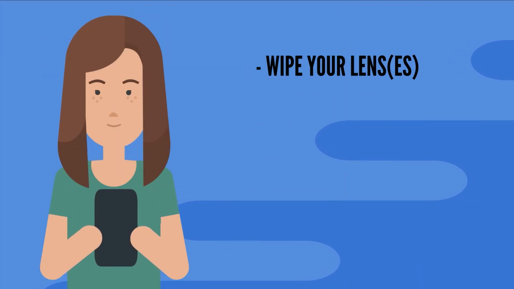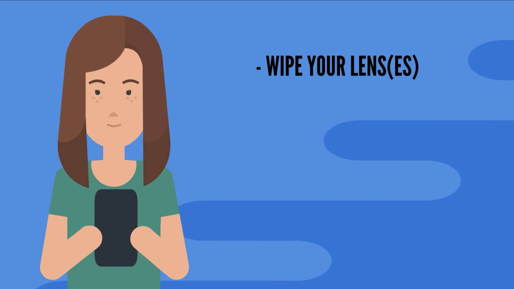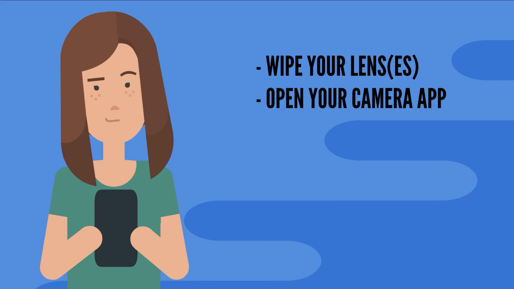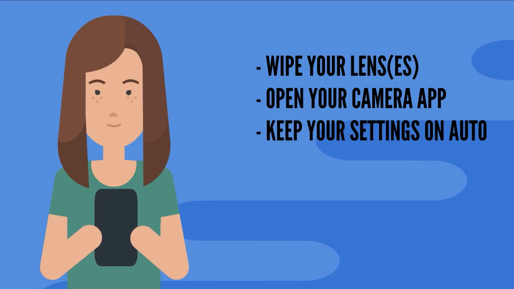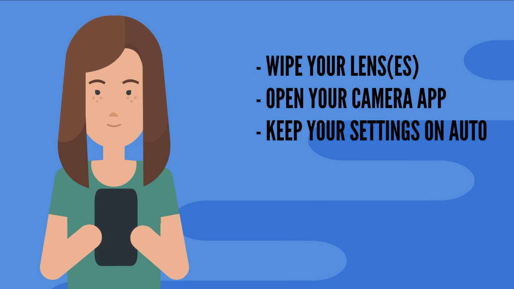First, wipe your lenses. There's almost always some dirt or smudges. Then, open your preferred camera app. This can be the one that came with your phone or a third-party app, however you feel most comfortable. Let the automatic settings do the work for you. This includes autofocus, auto expose, and auto white balance. This is the default for most apps.